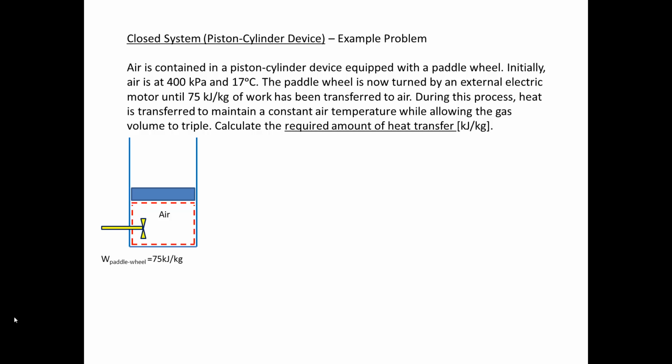Air at 400 kPa and 17 degrees Celsius is contained in a piston cylinder device. Electric work-in of 75 kilojoules per kilogram is transferring to air by a paddle wheel. During this process, heat is transferred to the air and the volume of air becomes 3 times. However, air temperature remains constant.